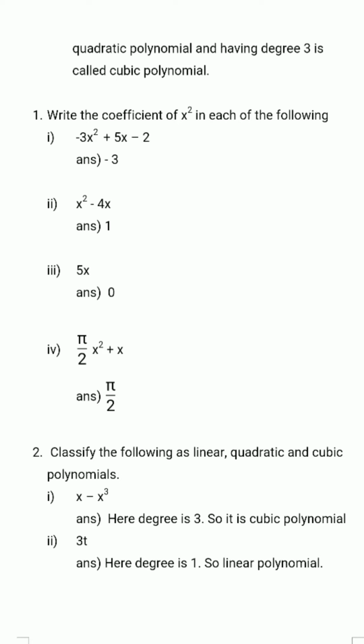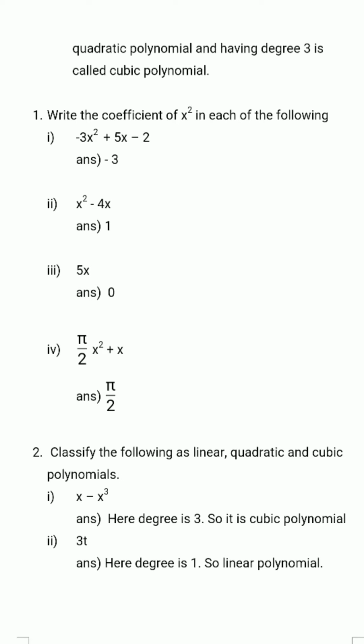So if you're writing 5x, then we say 5 is the coefficient of x. Not the power. The number written along with the variable is called the coefficient. Look at the example question here. The question is asking to write the coefficient of x square in each of the following. So look, where is x square coming? Minus 3x square. So what is the number written along with the x square? It is minus 3. So minus 3 is the coefficient of x square.